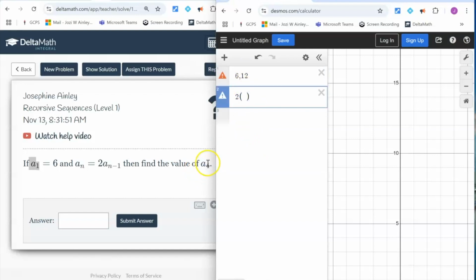And I want to go till I find my fourth one. So to find the next one, what do I do? I take my previous term. So my previous term, that's this part right here in parentheses. I put it right there. It gives me my next one, which is 24.